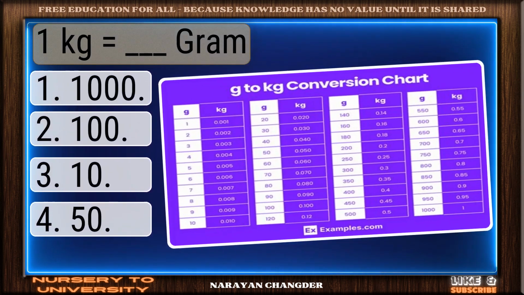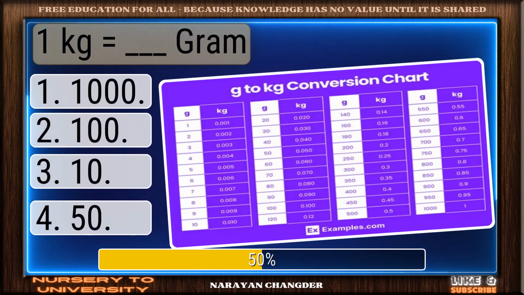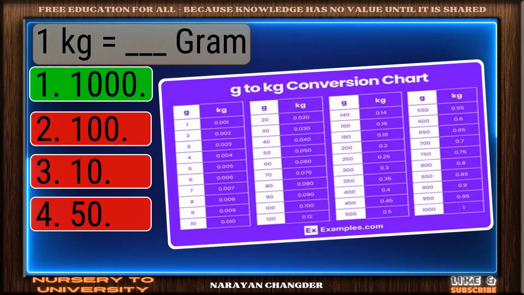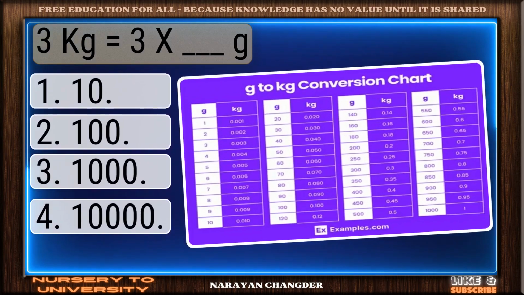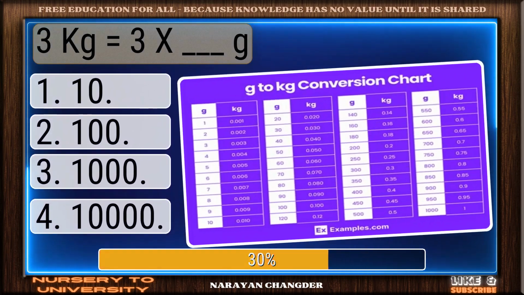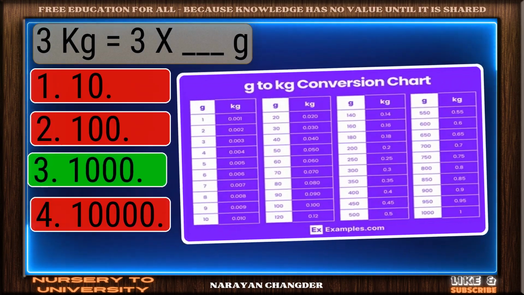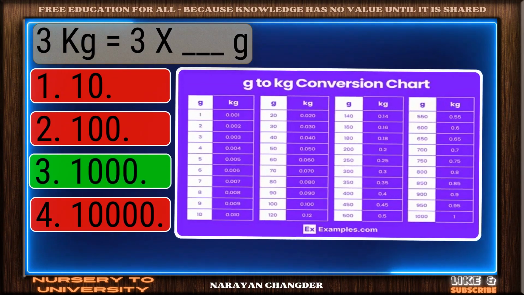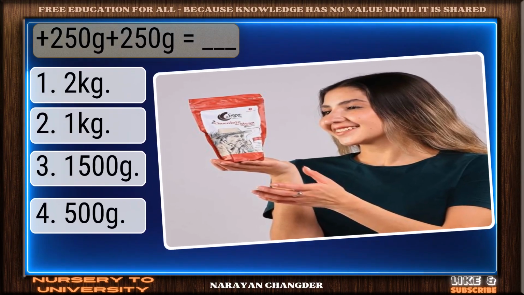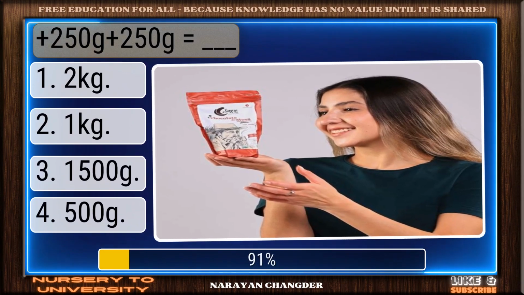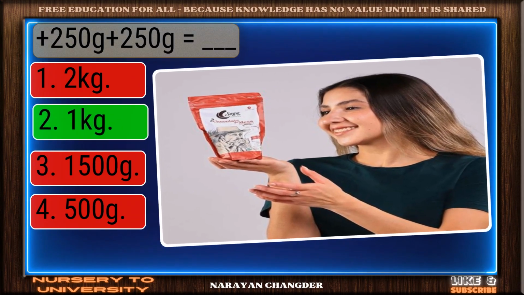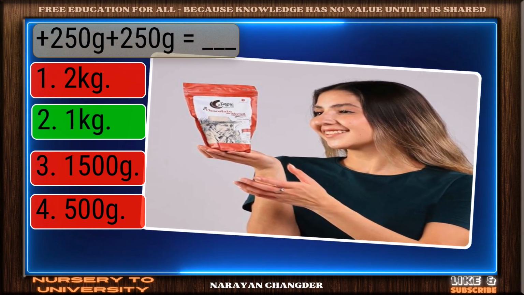1 kg equal dash gram. Great thinking. 1000 is the right choice. 3 kg equal to 3x dash g. Good thinking. 1000 is the right answer. Plus 250g plus 250kg equal to dash. Sharp thinking. 1 kg is the right choice.